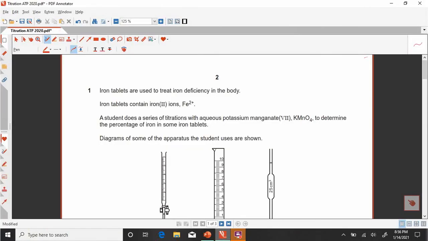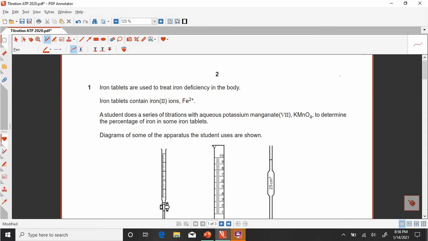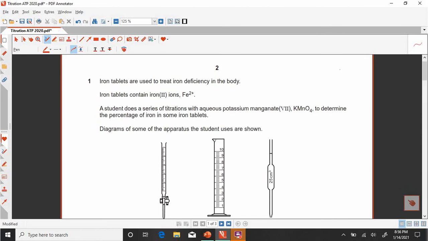Now this is a question of the 2020 ATP paper, chemistry ATP paper. Now look at the question. Iron tablets are used to treat iron deficiency in our body. It is very common that iron tablets are used to overcome iron deficiency in the body. Iron tablets contain Fe2+ ions and also other chemicals.